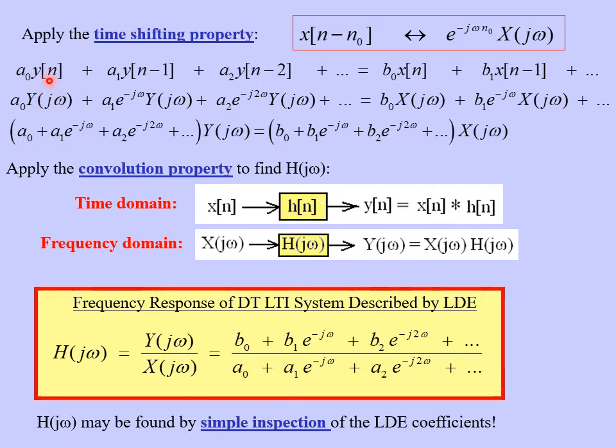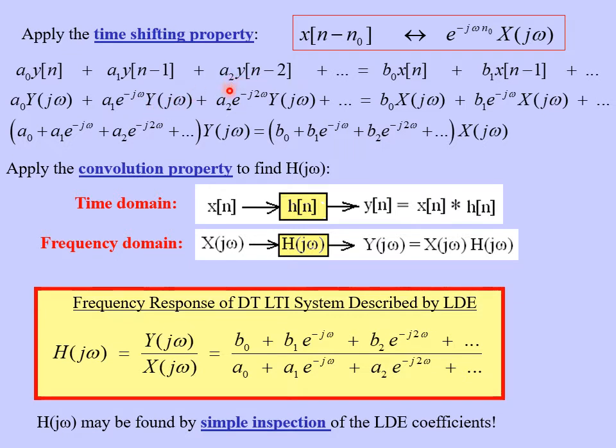All right, there's no time shift there because it's y of n. The second term, we have a1, and then we have y of n minus 1. So we've got a time shift or delay where n naught here is equal to 1. So we're going to pick up a factor of e to the minus j omega times 1. So that's this term right here. You can see we've got e to the minus j omega times y of j omega.